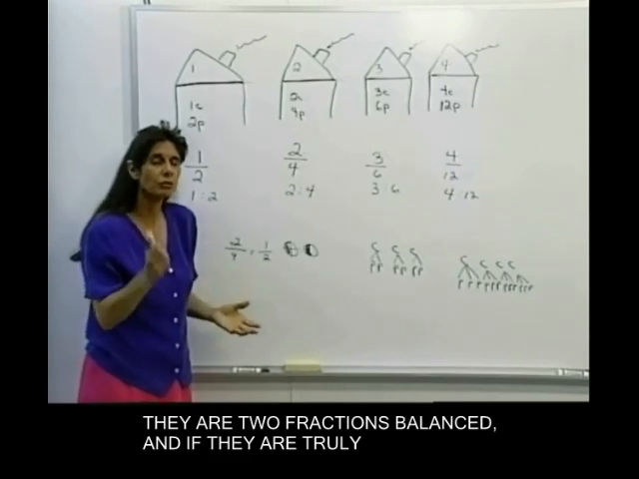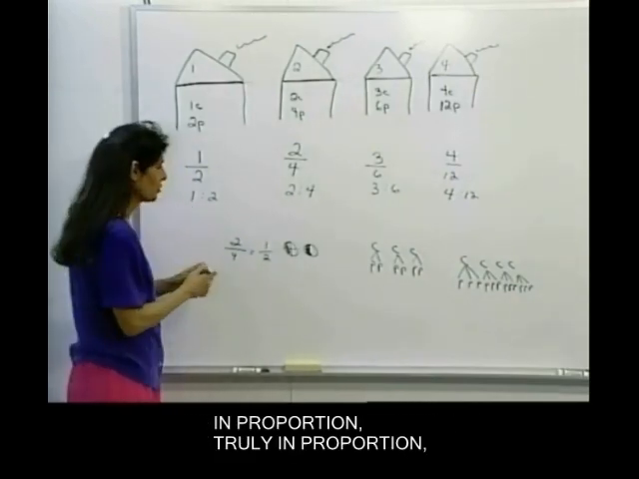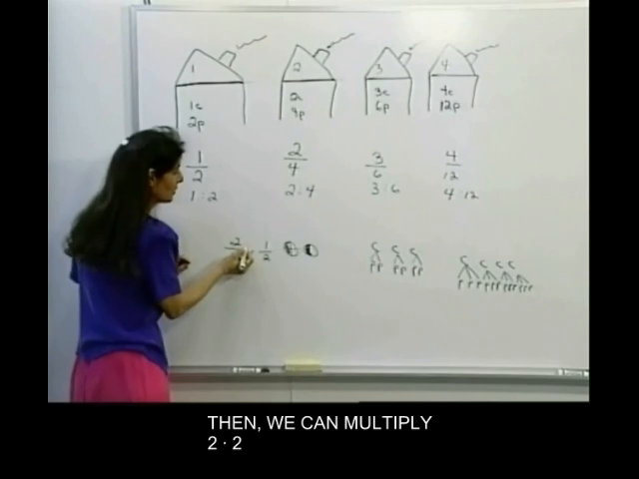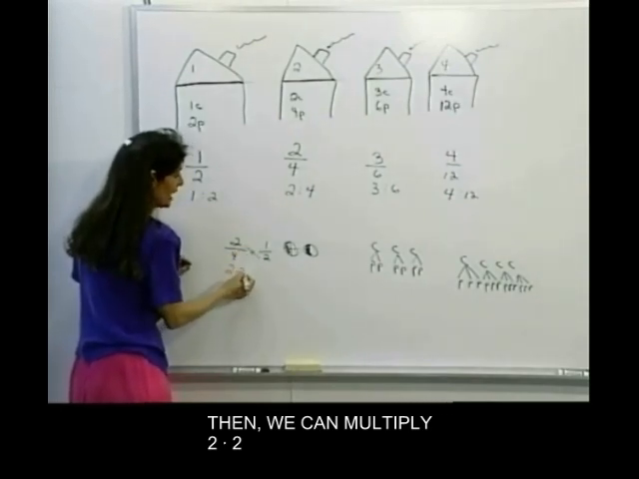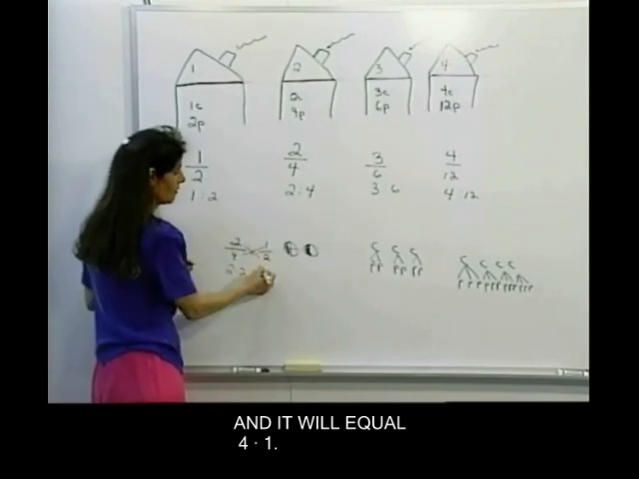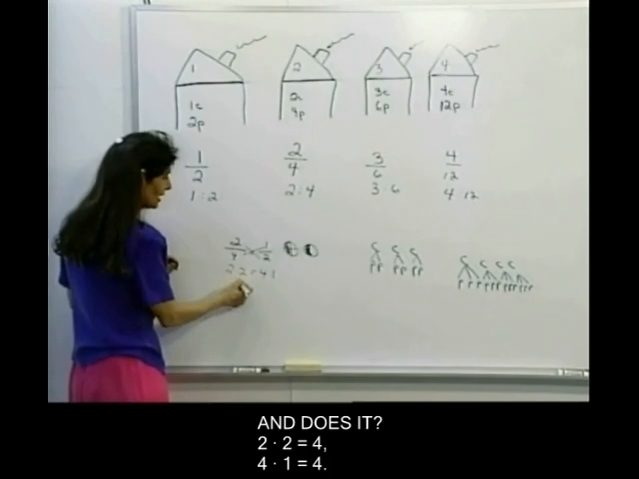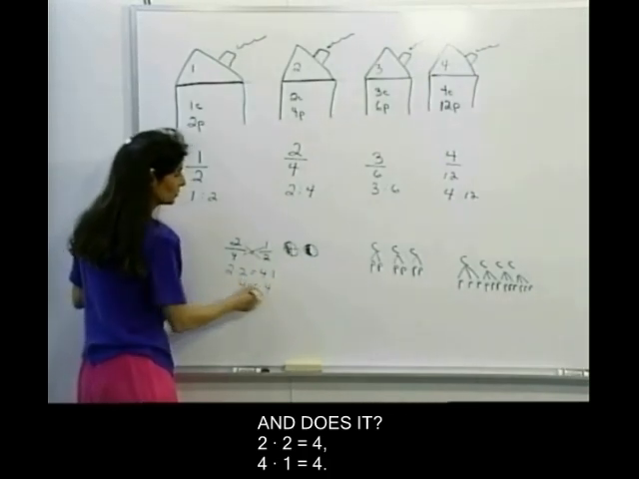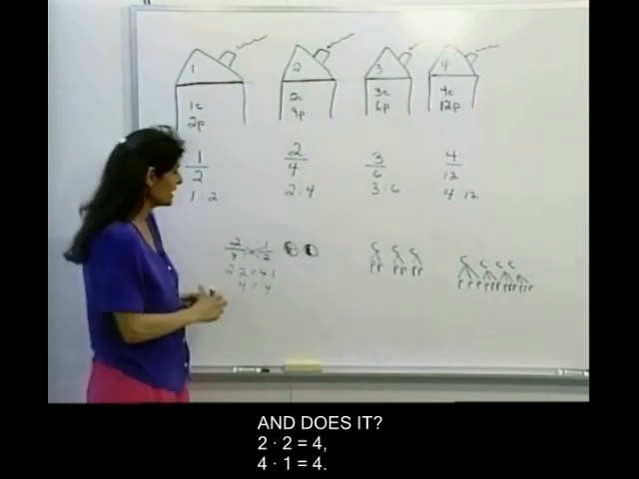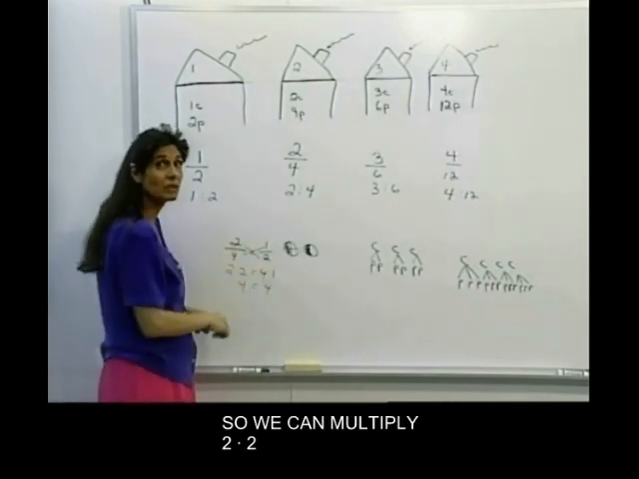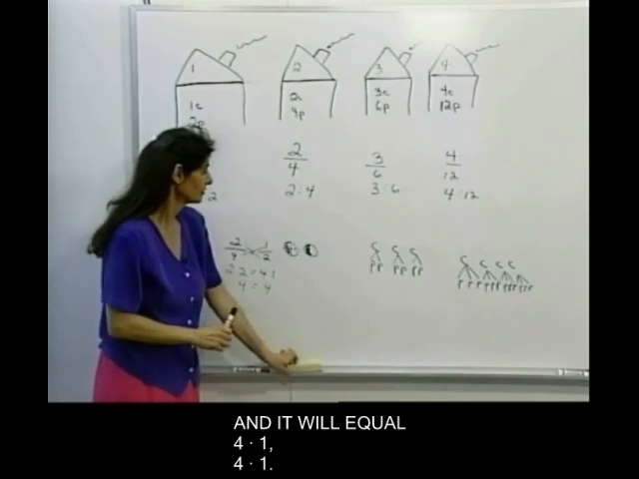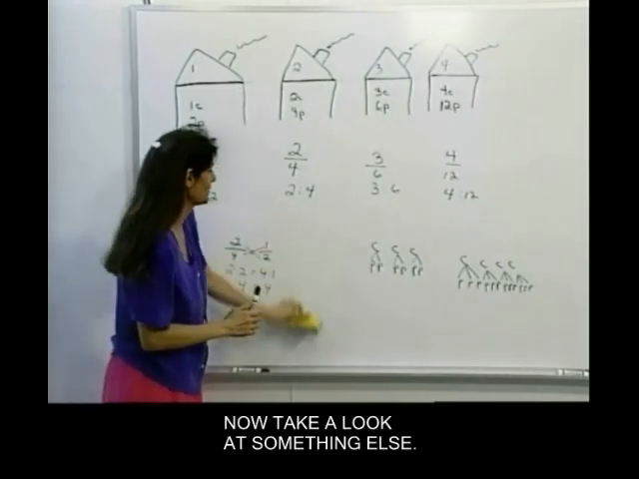And if they are truly in proportion, then we can multiply 2 times 2, and it will equal 4 times 1. And does it? 2 times 2 is 4. 4 times 1 is 4. So we can multiply 2 times 2, and it will equal 4 times 1.